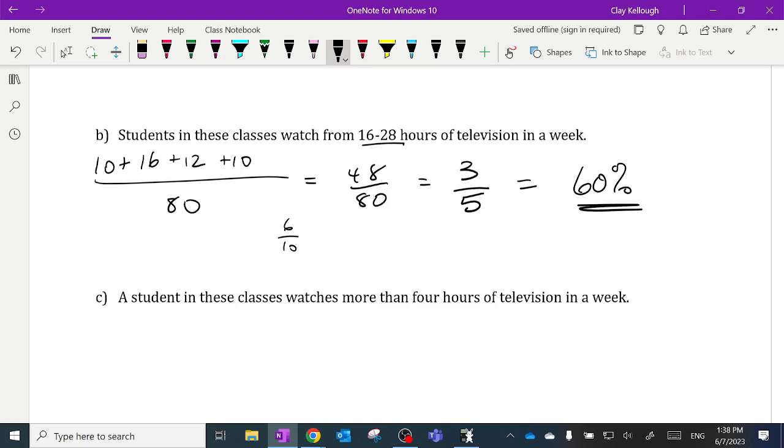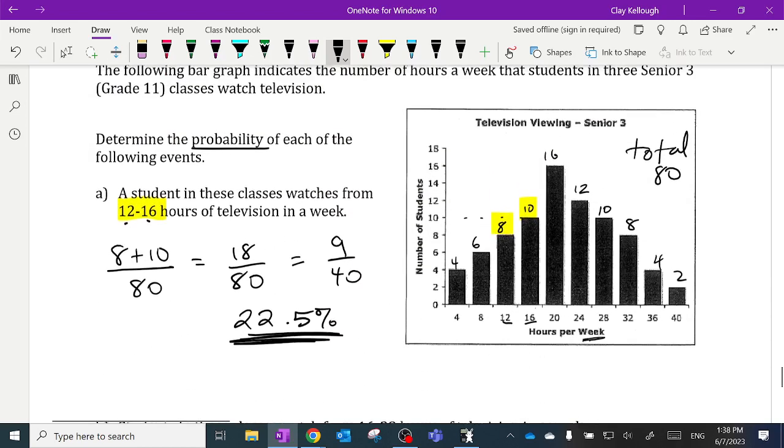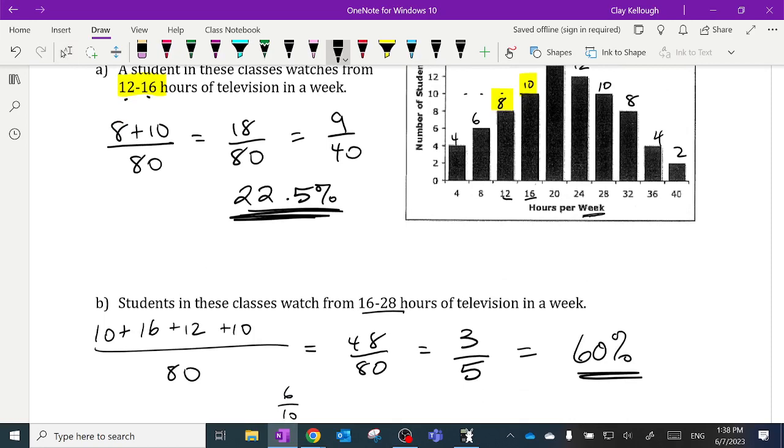Now, this is interesting. What if I wanted the probability that if I grabbed a student at random from these three classes, I grabbed somebody who watches more than 4 hours of television a week? Well, there's only a few kids who don't watch more than 4. They watch 4 or less. They're in that block right here, right?